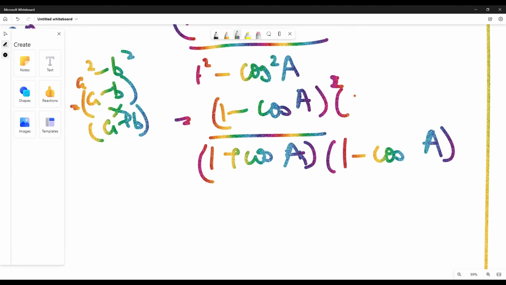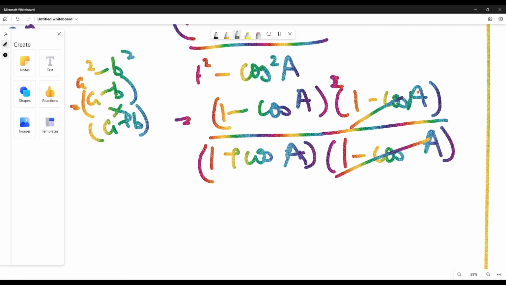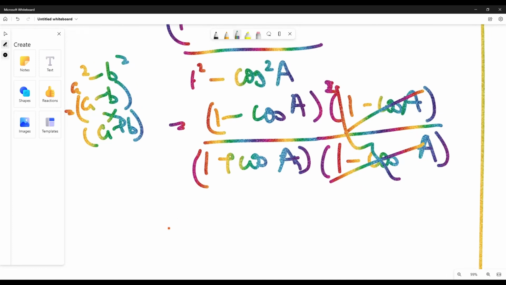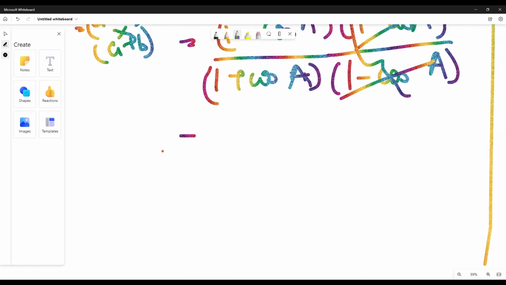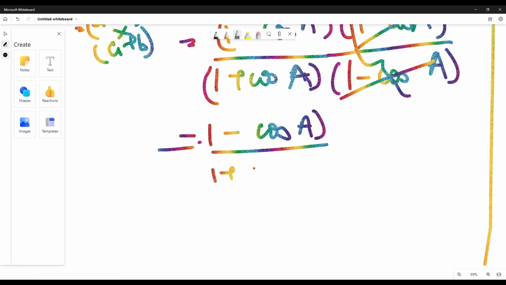Instead of writing it like this, we can write it as a whole square, right? So this is the same thing as writing a whole square. Then we see that this identity and this identity is the same, so they can be cancelled. They are now out of the equation, and let's just write the result we are getting and see if we can really simplify further. 1 minus cos a upon 1 plus cos a.